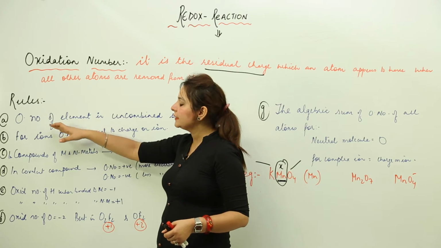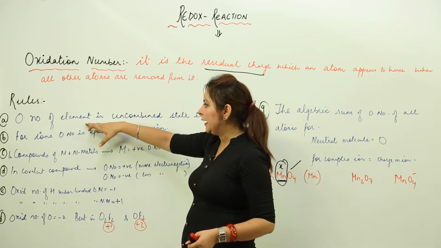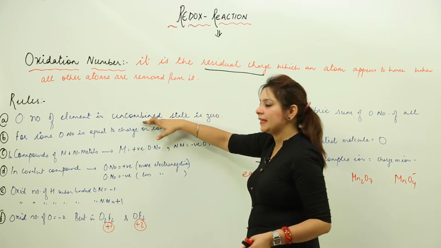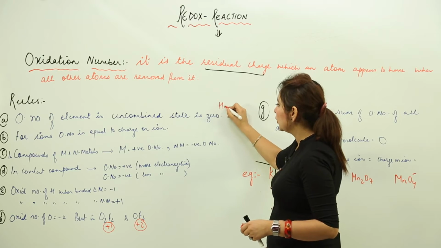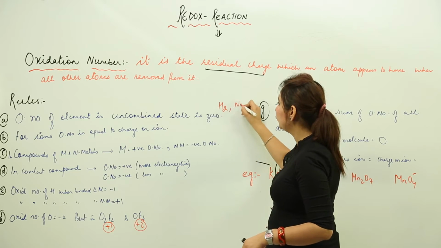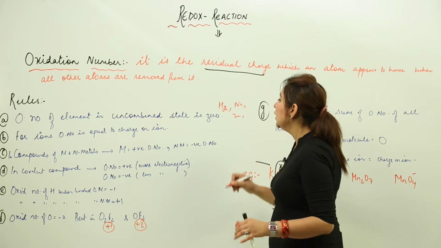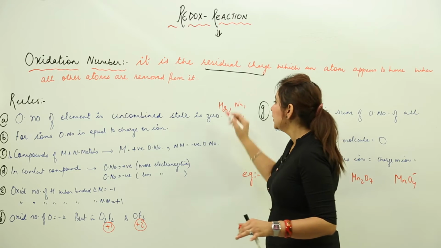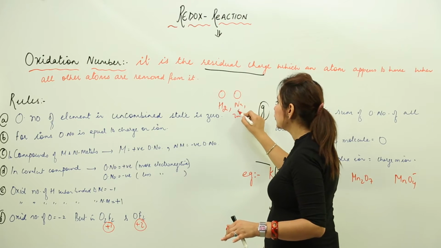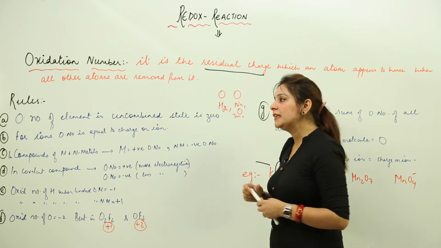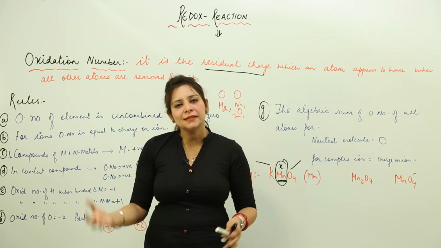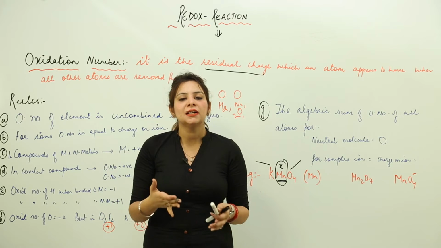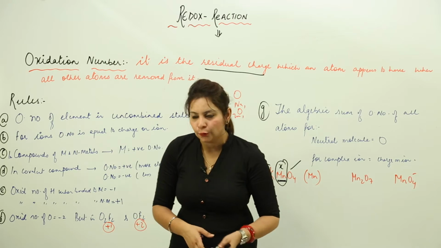The first rule is that the oxidation number of an element in its uncombined state is always taken as 0. For example, for H2, sodium, or zinc, when they are not in a combined form, you take the oxidation number as 0. So any substance occurring in its elemental form, or in the form in which it exists in nature, has an oxidation number of 0.